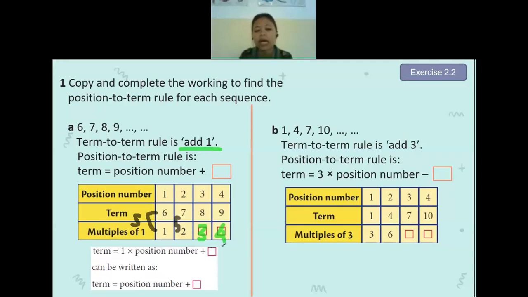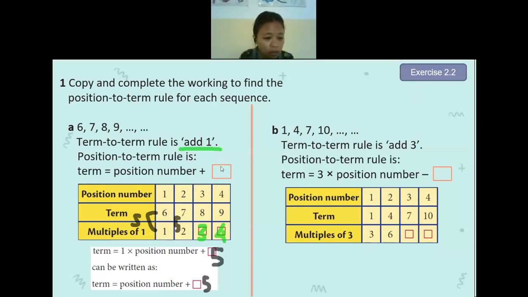So it will be 1 times position number plus how many? Plus 5. Is there anyone confused or am I going too fast? Because 1 times position number, anything multiplied by 1 is still equal to itself. That's why if it is 1 times, we can directly write it as position number plus 5. Is there anyone confused for question 1A?